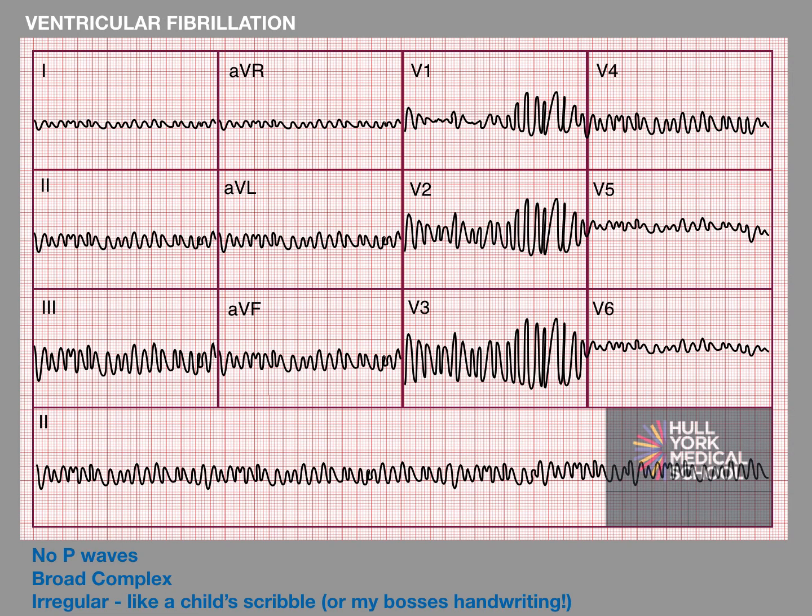With a broad, complex, irregular tachycardia, the thing that you really have to worry about is ventricular fibrillation. This looks like a child's scribble or my boss's handwriting often. This is basically just the ventricles spasming, and this really doesn't occur for long before the heart stops altogether. So actually it's very rare that you see a 12-lead ECG of ventricular fibrillation, because you really have a lot more to worry about than sticking 10 stickers on that patient's chest and calmly performing an ECG.